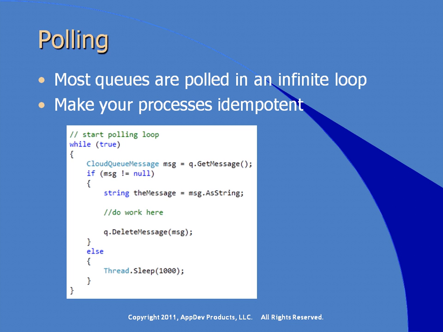Typically, you'd want to implement this in a while loop. So in this case, we have a while loop, and the Cloud Queue message pulls the first message off the queue, and if there's actually a message there, it will process that message, and then when it's done processing that message, it will actually delete the message. Otherwise, sleep for a second and then loop.